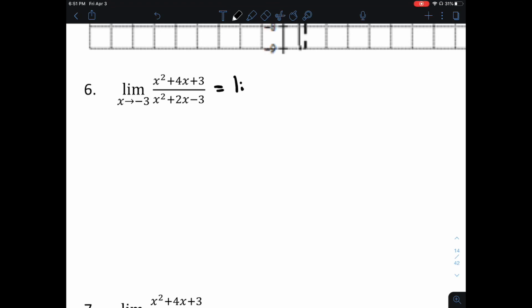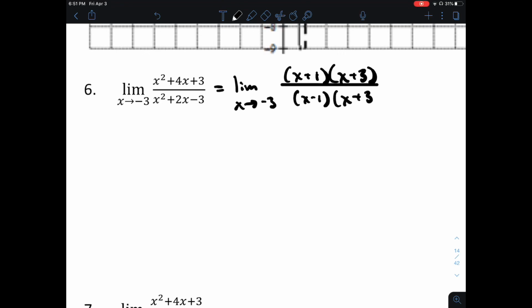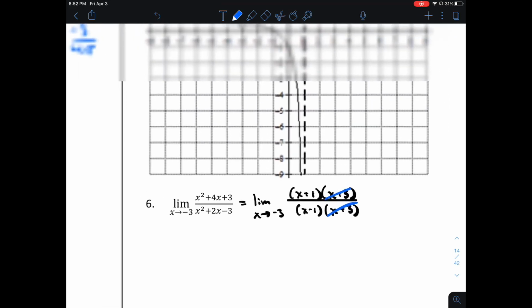Well, we factor. Please note, until you evaluate the limit, you have to keep using limit notation, the limit as x approaches negative 3. The numerator factors into an x plus 1 and an x plus 3. The denominator factors into an x minus 1 and an x plus 3. We can cancel an x plus 3 from the top and the bottom. And what do we know is happening with our graph? We know that means there's a hole there.